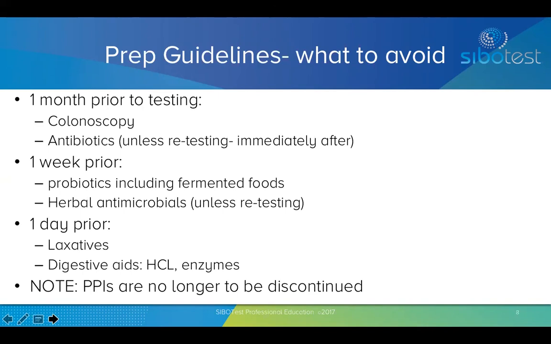1 day prior to testing, you want to stop laxatives. So if your patient is extremely constipated, you can still use magnesium or some more milder laxatives, but anything quite purgative you don't want to recommend to your patient. You also want to stop all digestive aids like hydrochloric acid or enzymes. Also note that proton pump inhibitors are no longer necessary to be discontinued prior to testing.